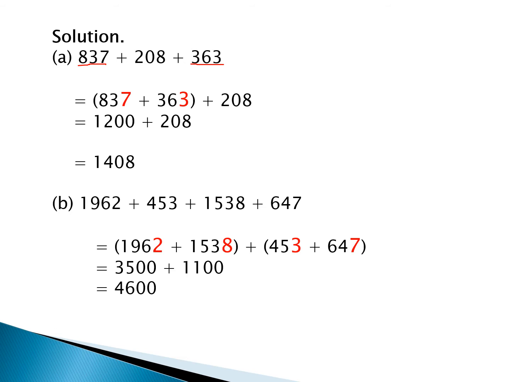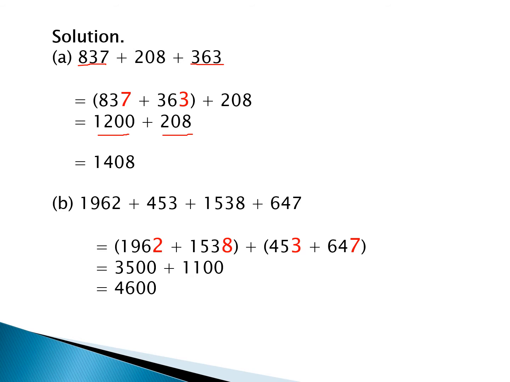So we will write 837 plus 363 in the bracket. Then we will write the addition sign and 208. So first we will add 837 and 363 together, because 7 and 3 will give us 0 at ones place. After adding 837 and 363, we will get 1200, which is added to 208 to get the final answer. So 1408 is our final answer.